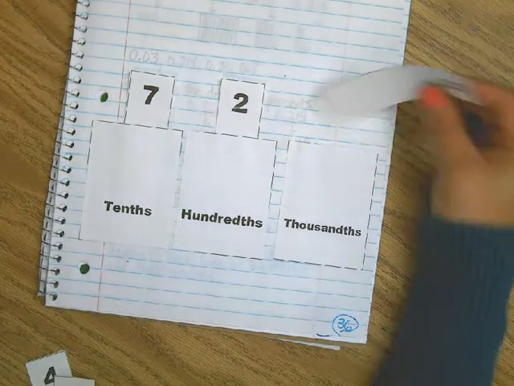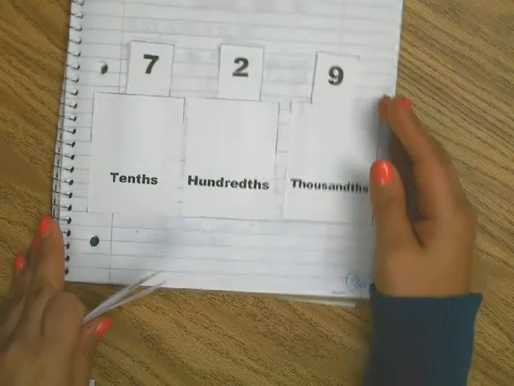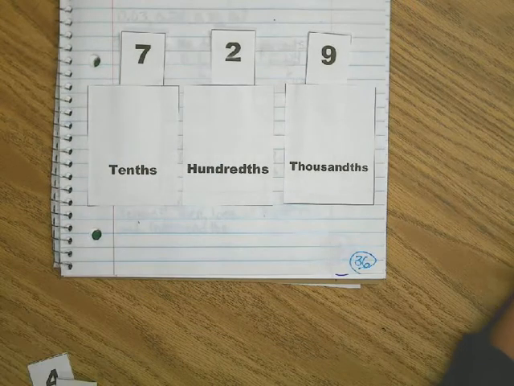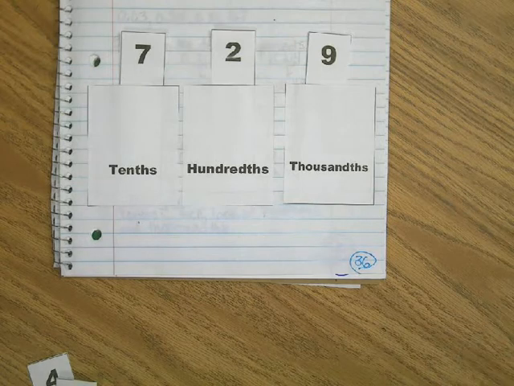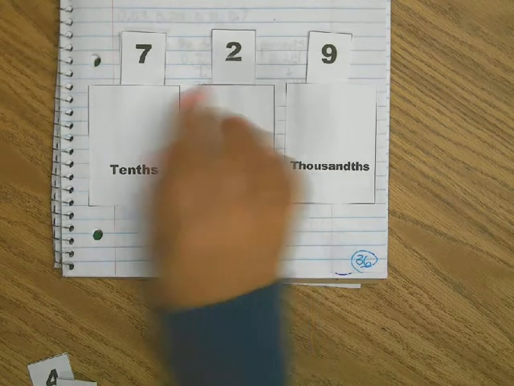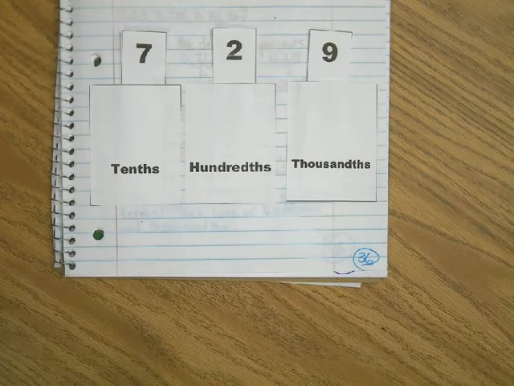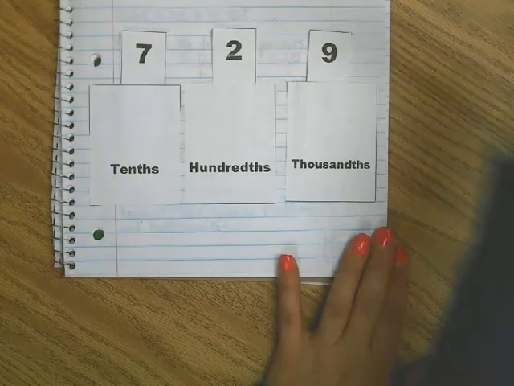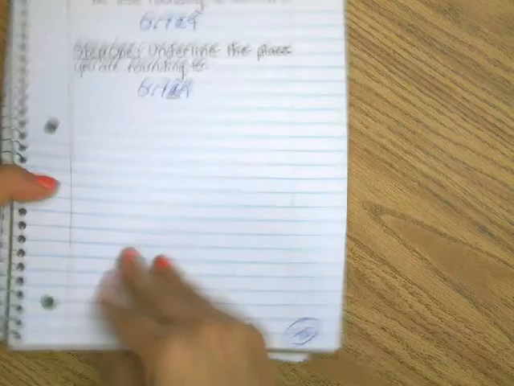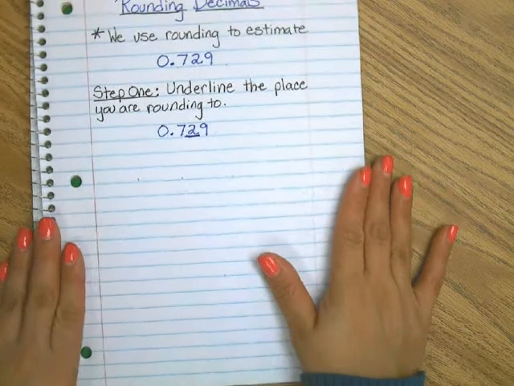So how many tenths do I have? 7. You can just say, how many hundredths? 2. How many thousandths? 9. Which digit is in the hundredth place? The 2, right? So if you get stuck, you can use your numbers and your place value chart. Or not chart, your place value pocket. Oh, place value pocket. Alright, put your numbers back in and flip back to rounding. So step 1, pretty easy, right? All you do is underline that place.